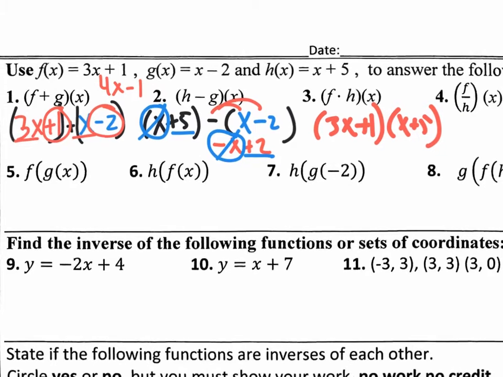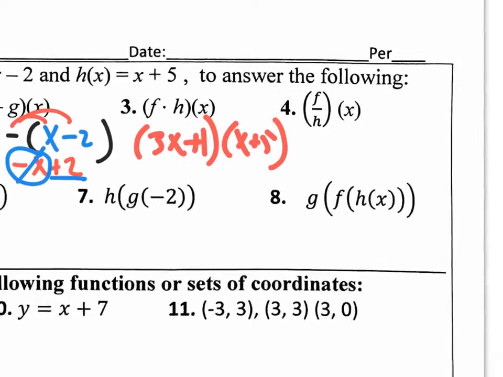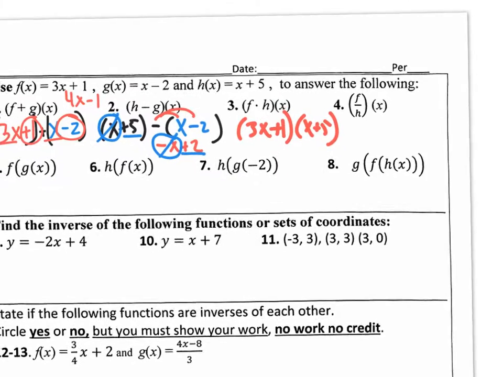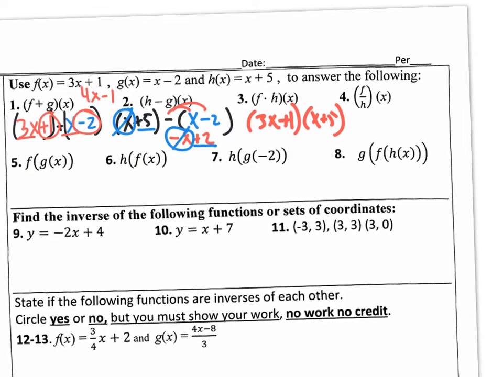Move on. Number 4, f over h of x. Listen up, guys. F over h of x, not f over g of x, f over h of x. So you're going to take your f of x function, which is 3x plus 1, and you're going to put it over your h of x function, which is x plus 5. And there is nothing to do. Ladies and gentlemen, that's your answer.